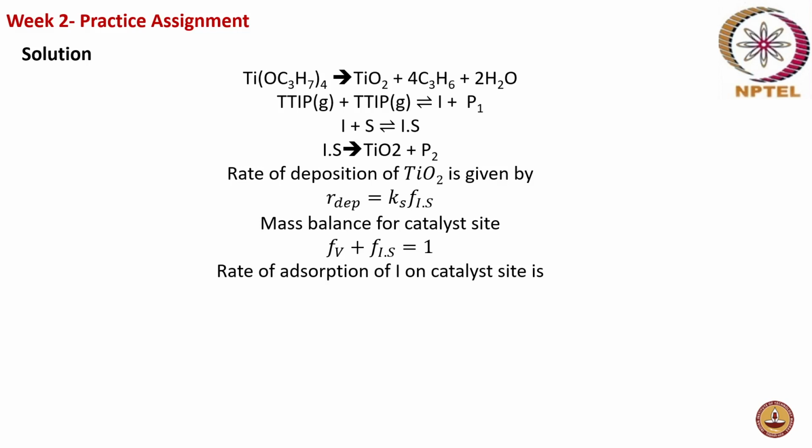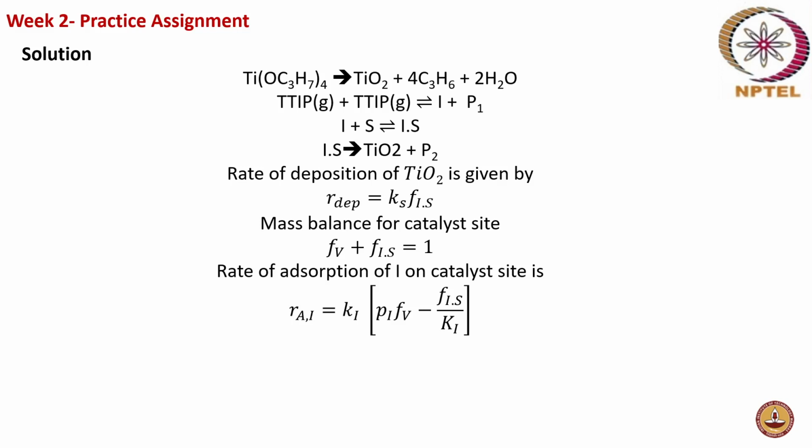Now let's look at the rate of adsorption of I on the catalyst site. How do you write the equation for that? I plus S gives I dot S. How do you write the equation? Ka into Fv into the partial pressure of I. Is it only that? Minus Ka-minus into FIS.